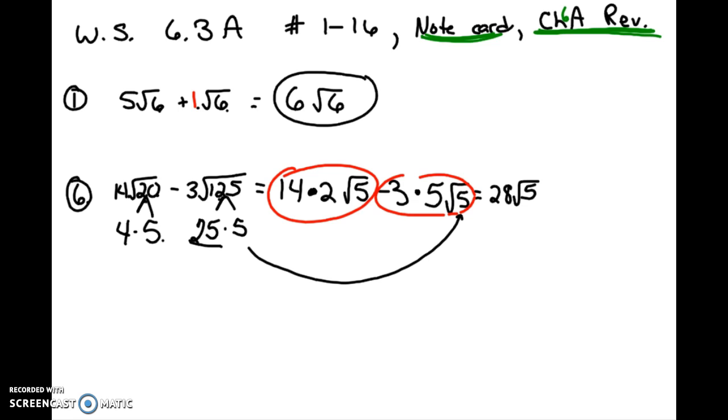Looking at the second set of terms, negative 3 times 5 would be negative 15, and then times square root 5. Switching over to our addition-subtraction rules, 28 minus 15 is 13. Do not add or subtract the radical.